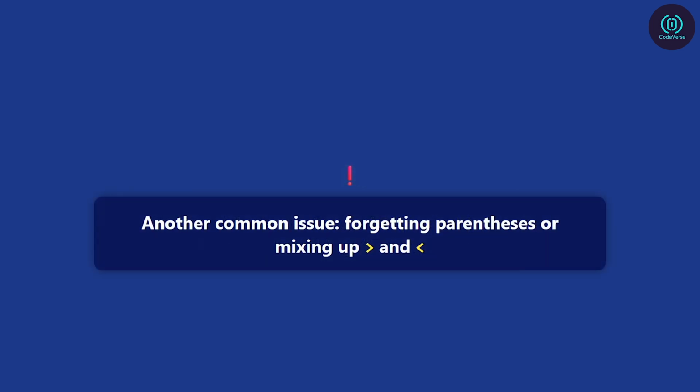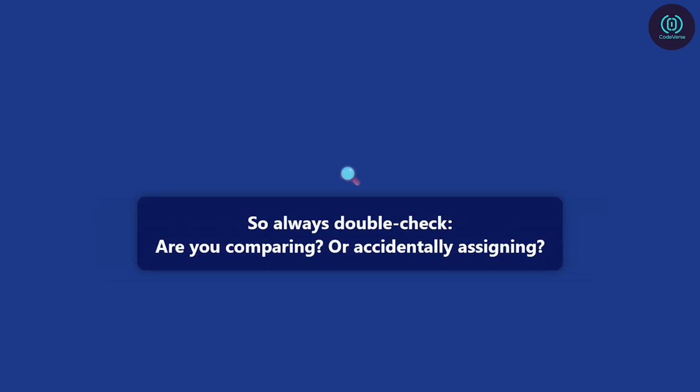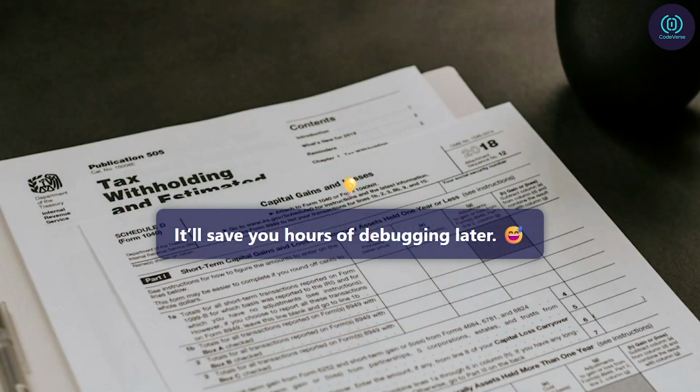Another common issue is forgetting parentheses or mixing up operators like greater than and less than. These can all lead to logic errors, where the code compiles but behaves incorrectly. So whenever you write a condition, take a second to double-check: am I comparing, or accidentally assigning? It'll save you hours of debugging later.